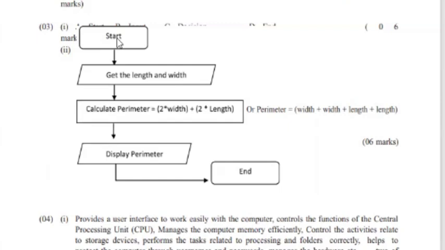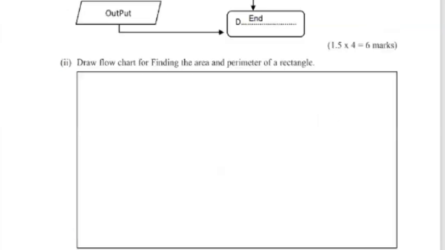Then next one, the display perimeter, it should be written down with this kind of symbol. And the last one, end. This is a sequence flowchart. These 5 symbols should be in a flowchart. Flow arrows and other symbols should be contained. Then you can get 6 marks for this. Okay, 6 marks for the correct answer.